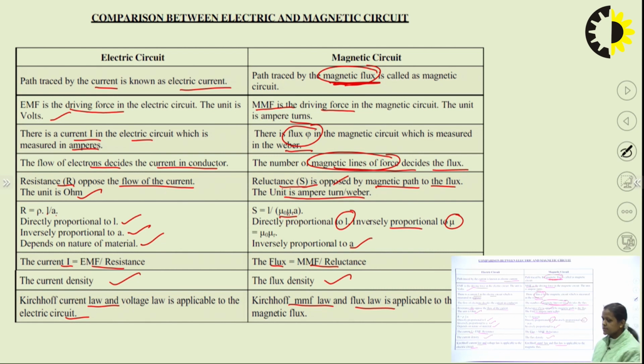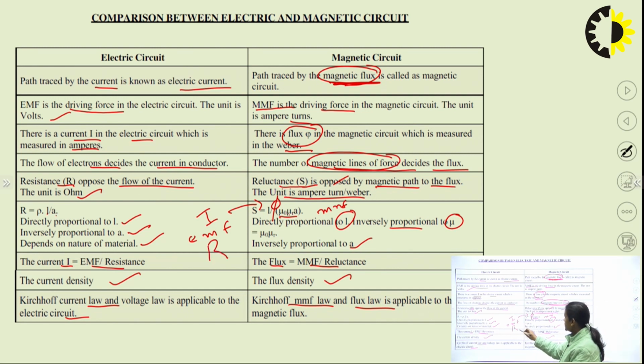So if we summarize, in an electrical circuit we have current, and in a magnetic circuit in place of current we have flux. Here we have EMF, and here we have MMF, right. In place of EMF in the magnetic circuit we have MMF. Then here we have resistance, and here we have reluctance, right. The same nature. So these are the main analogies which we should remember.